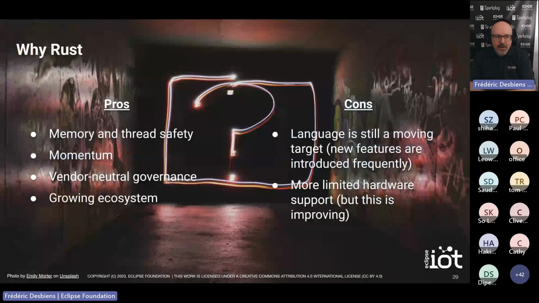So why would you pick Rust? Of course, the memory and thread safety are the number one reason. Not having to deal with buffer overflows or things like that is really nice. It's got lots of momentum and vendor-neutral governance through the Rust Foundation and a growing ecosystem. However, you need to remember that the language itself is still a moving target. They add new features all the time and sometimes deprecate some others. And so you need to be ready to handle that. And the hardware support is more limited, especially when you compare that to RT-Thread, for example. But this is slowly improving.